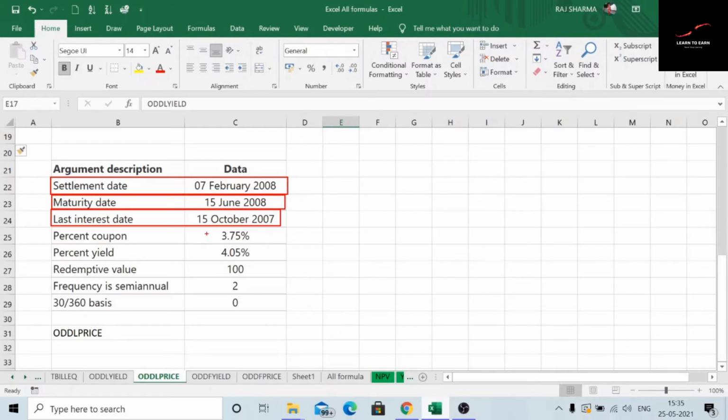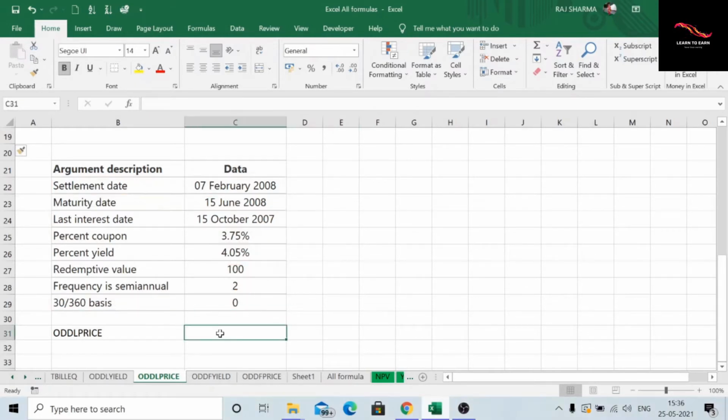So now the present coupon rate is 3.75 and the yield is 4.05 and the final redemption value is 100. Coupon payment frequency is semi-annual and day count convention is 30 by 360. For that we have to put this 0. Now let us first work out the price of the bond as on this settlement date. What is the price of the bond on this settlement date?